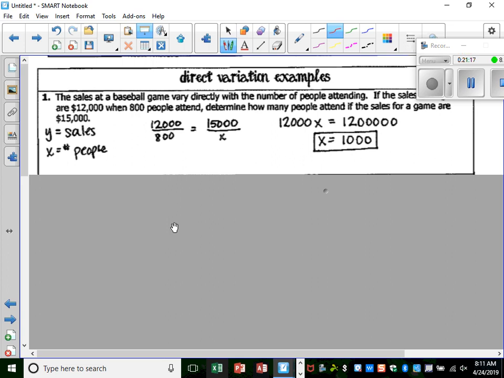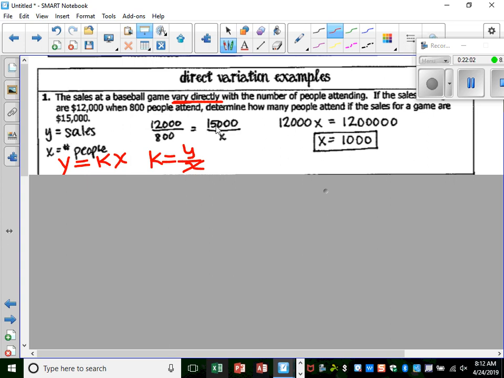So remember when we did direct variation, if it says vary directly, the very first thing that should come to your mind is Y equals KX and K equals Y divided by X. So since my Y value, I got to find my K by taking Y over X. You can set it up as a proportion, because then it says if you had 800 people attend, determine how many people attend if the sales for a game are 15,000.